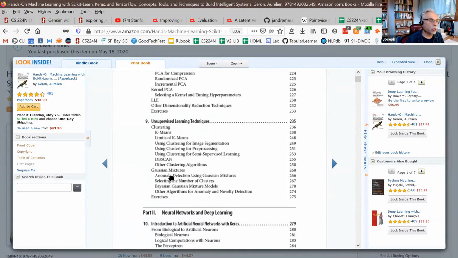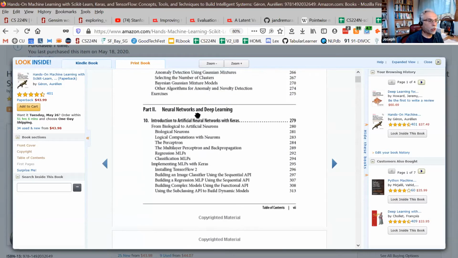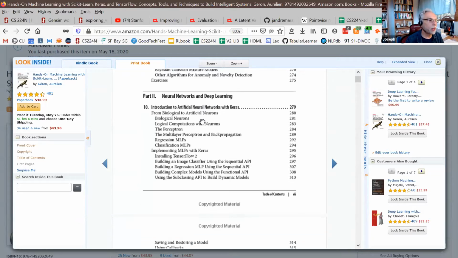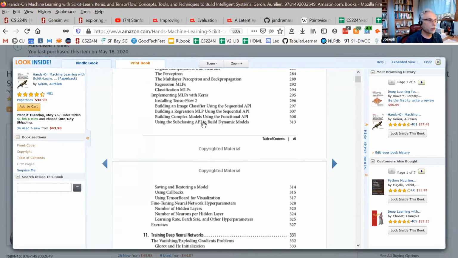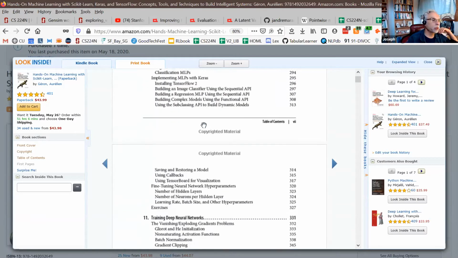And then we do unsupervised learning techniques like k-means and clustering, Gaussian mixtures. And then part 2, we don't get to neural networks until part 2. And then we start going through the artificial neural networks.